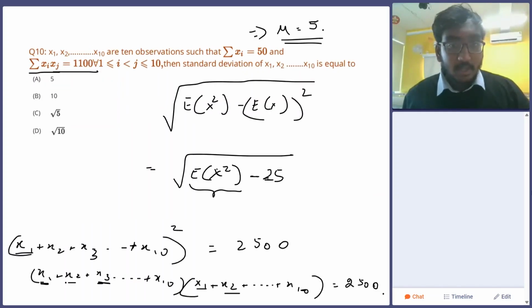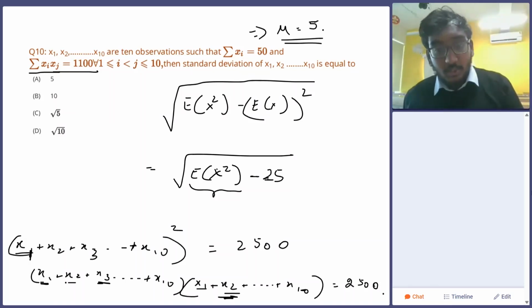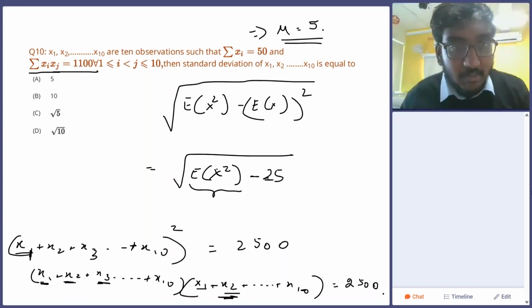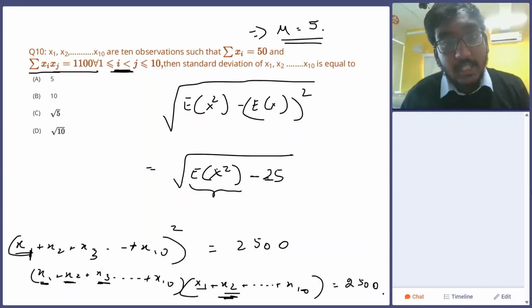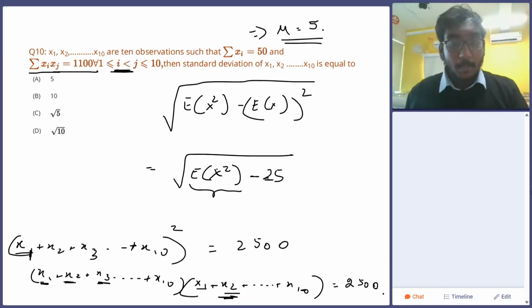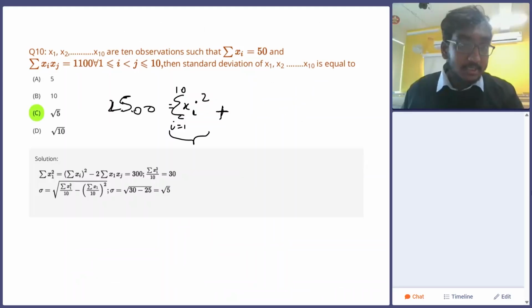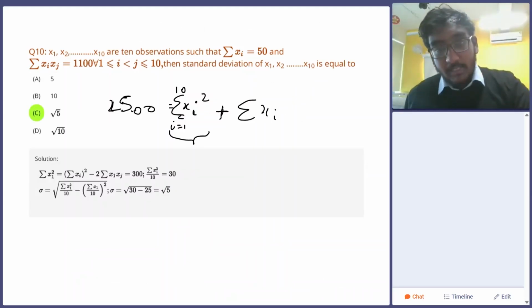For that, we have to see. When unlike terms are multiplied, it is basically i not equal to j. That is the condition. When x1 is multiplied with x2, that is one product value. Similarly, x3 is multiplied with x4 or x5, whatever it is. All these will give different i and j values. That is the condition they have given: xi xj, 1 to 10, such that j is greater than i. And one more thing is, for every xi xj, there will be a corresponding xj xi also. Because of which, this expansion will be sigma xi xj.